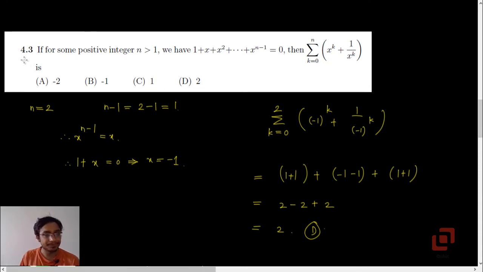Question 3. If for some positive integer n greater than 1, we have 1 plus x plus x squared so on till x to the power n minus 1 equal to 0, then the summation of x to the power k plus 1 upon x to the power k, where k runs from 0 to n, is -2, -1, 1, 2.